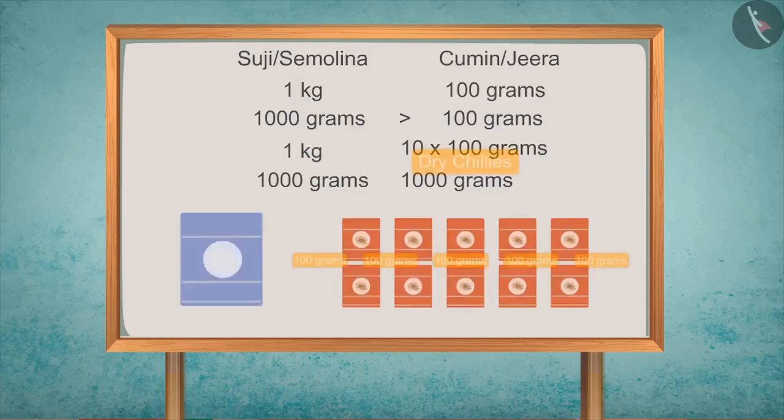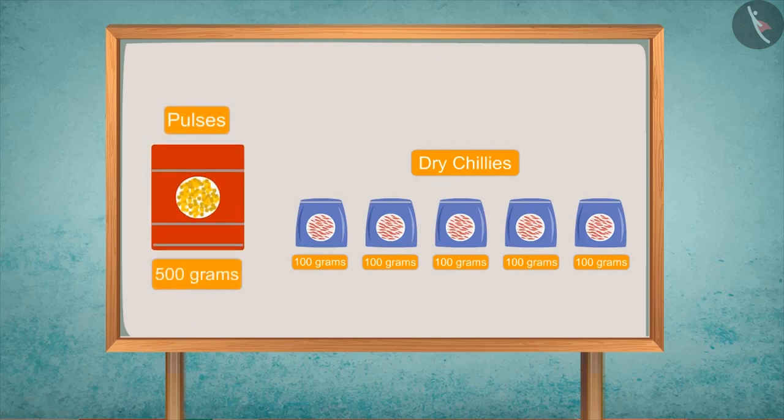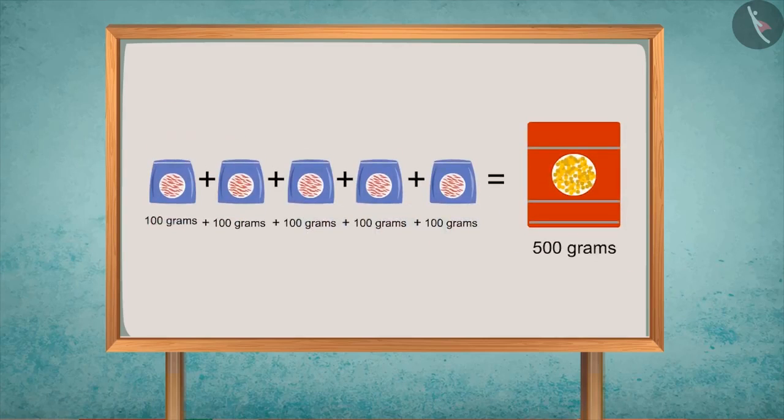Yes, brother, like this, 5 packets of 100 grams dried chilies weigh the same as 500 grams of pulses. You said it right. Dry chilies are lighter than pulses. So 5 packets of 100 grams dry chilies is equivalent to 1 packet of 500 grams of pulses. On adding 5 packets of 100 grams, we'll get 500 grams. That is why both of them are equal.